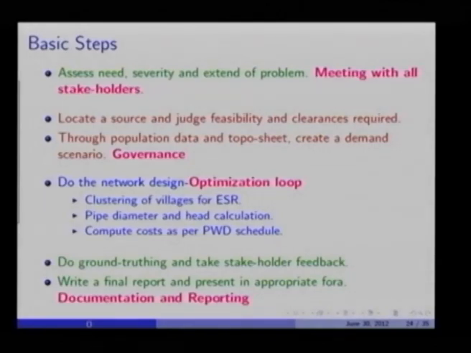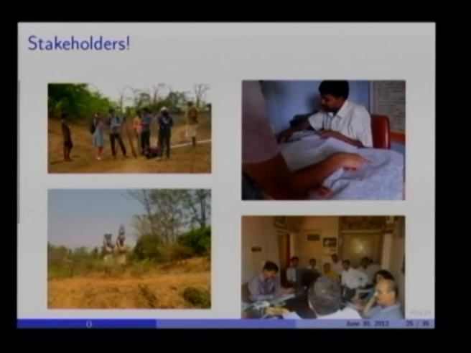This is exactly what he would have done. Assess need, severity, extent of the problem, meet with all stakeholders, go to villages, have a questionnaire, take meetings and so on. Then locate the source, judge, talk to the administrators, talk to the people, do an optimization, and then document and report. Is this very difficult? Well, if you're doing it for the first time, it is. So this is what we did.